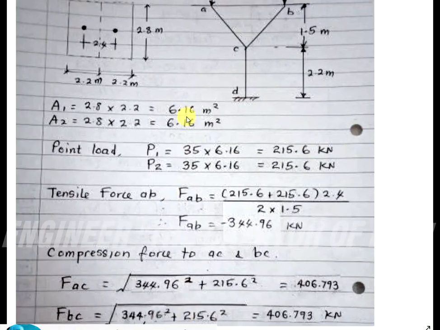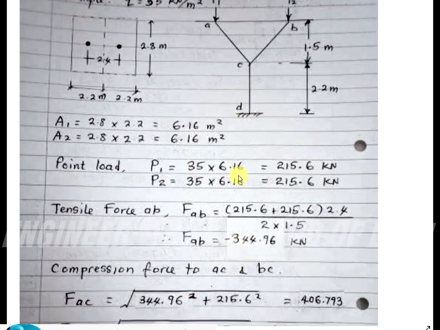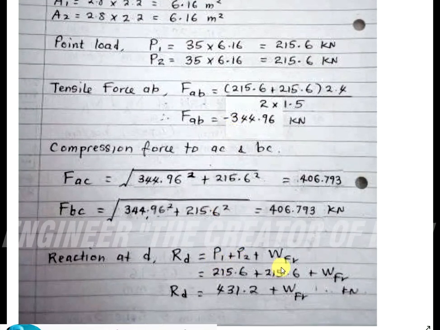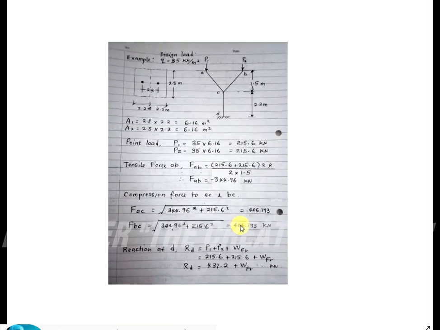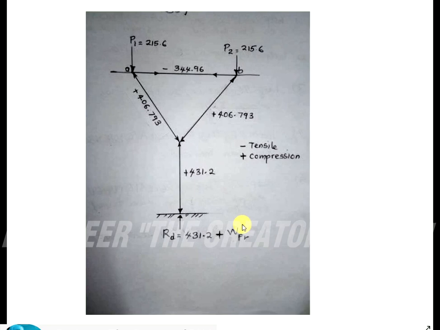What is the reaction at D? We already know that it is P1 plus P2 plus the weight of the frame. So this is the reaction at D. From that we have everything: tensile forces, compressive forces, P1, P2, and RD also. Just apply the reactions and everything will be alright. First make the model in STAAD.Pro, and you can also get the reinforcement for this element. This will be a fine example for the basic concept behind Y-shaped columns.